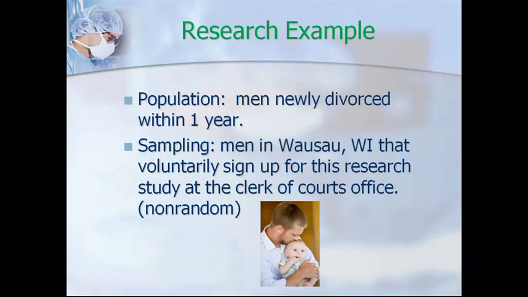All right, so this is our population and sampling for the research study about divorced men. The population is men newly divorced within a year, and the sampling is going to be men in Wausau, Wisconsin, that voluntarily sign up for this research study at the clerk of court's office. It's non-random. Does that kind of pull it all together for you?